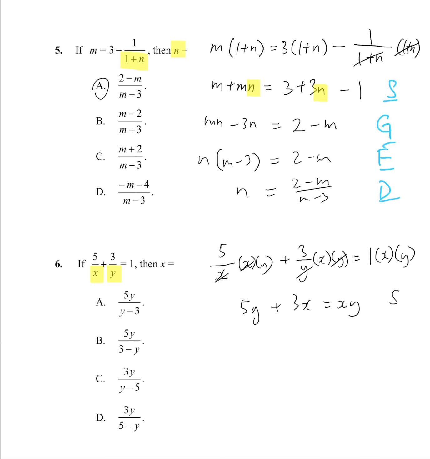And then reading the question again, I need the x, so x. So group the x's together, 5y, xy minus 3x, and then factorize it, y minus 3, and then finally it's 5y over y minus 3. Okay, so that's how you do the change the subject question. We should already know this from paper 1 because we're familiar with that.